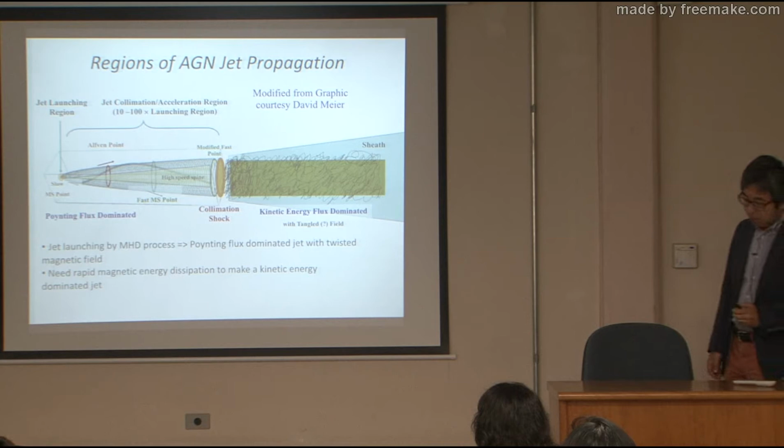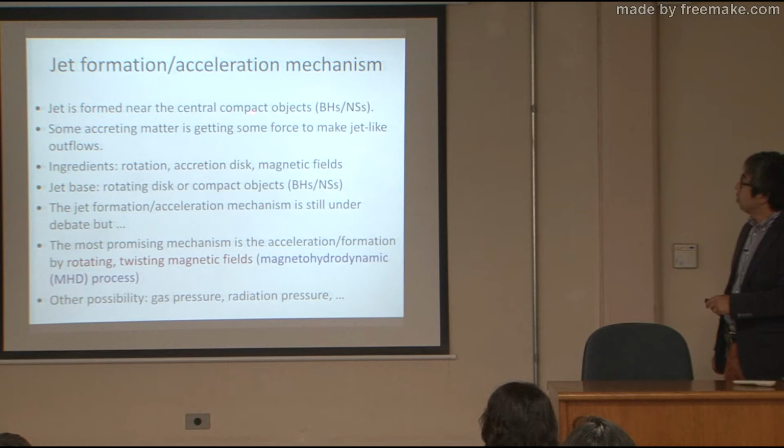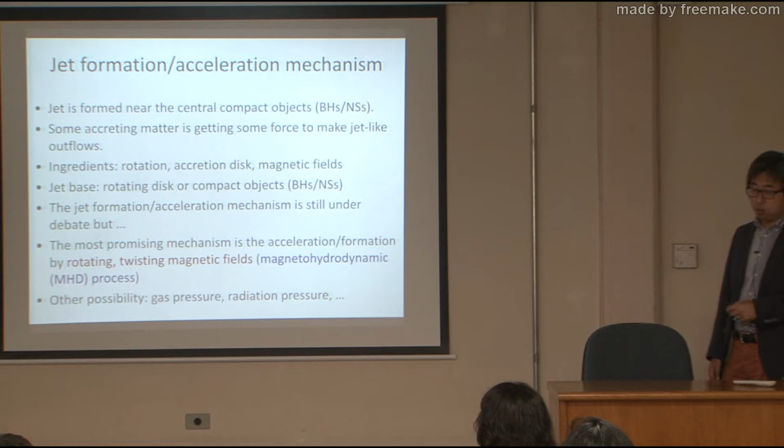So first I will talk about jet formation and the acceleration mechanism. A jet is formed near the central compact object, like a black hole or neutron star. Some accreting matter gets some force to make a jet-like outflow. The ingredients are rotation, an accretion disk, and a magnetic field. And the jet base is maybe the rotating disk or the compact object directly, the black hole or the neutron star.